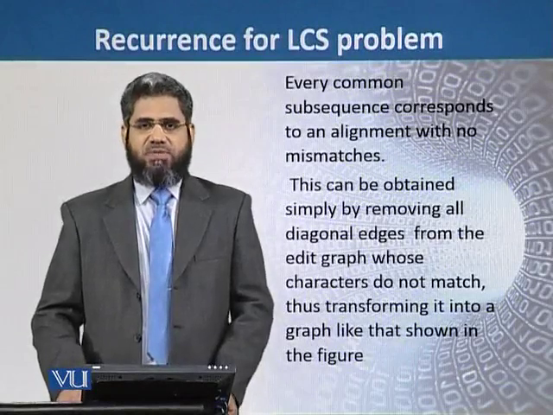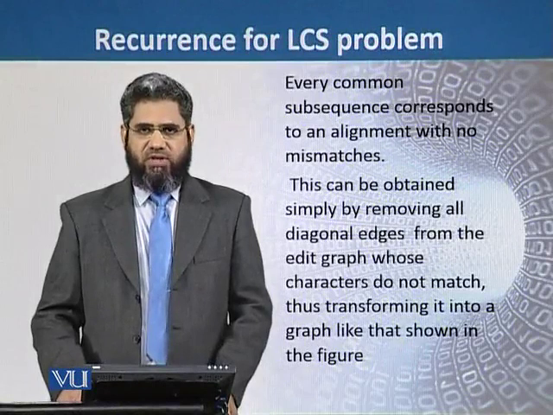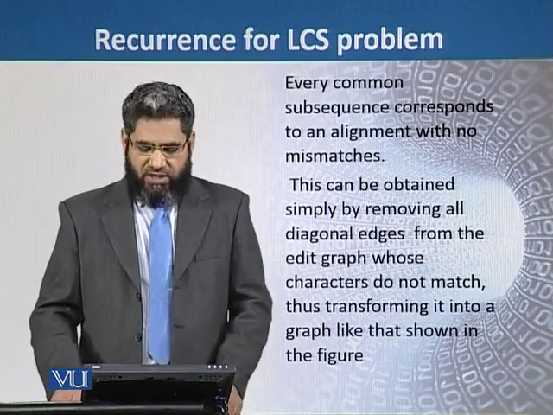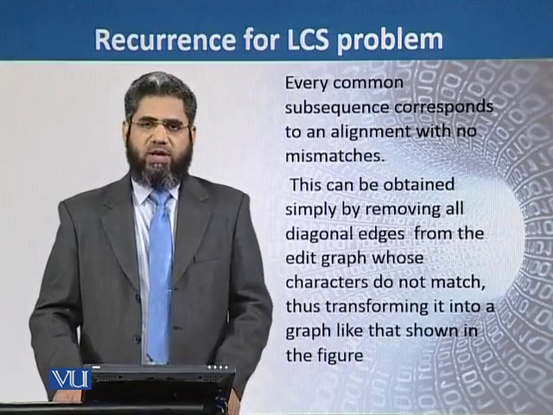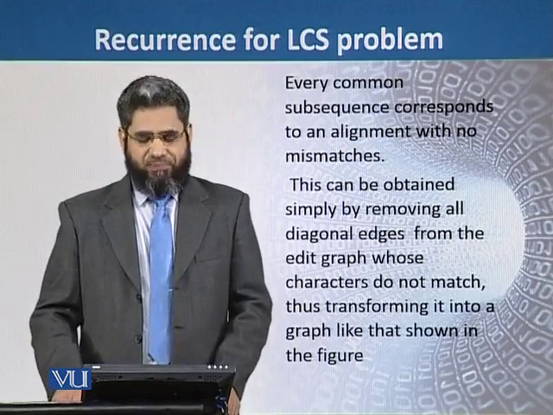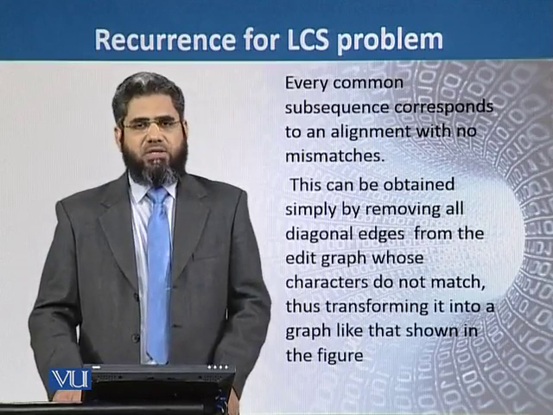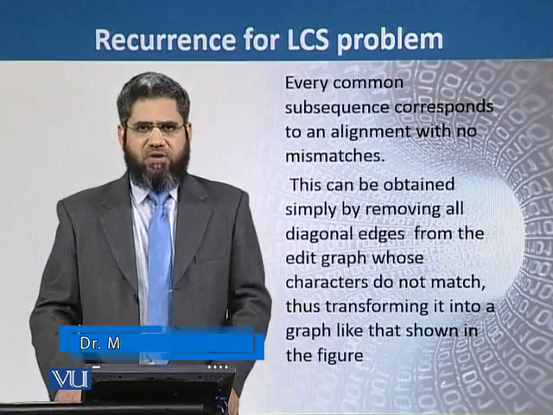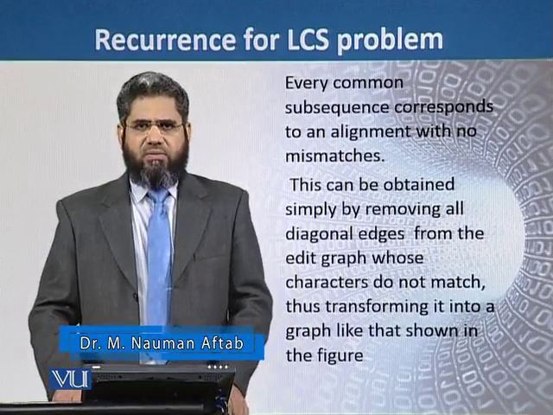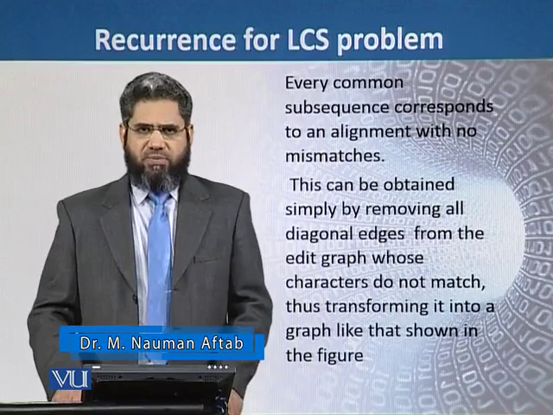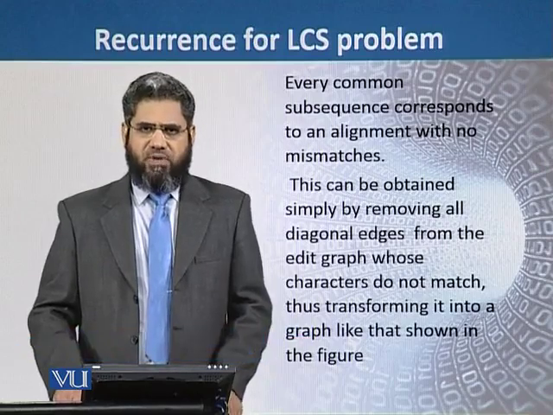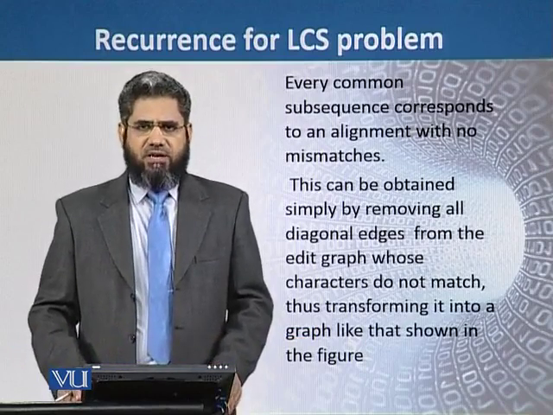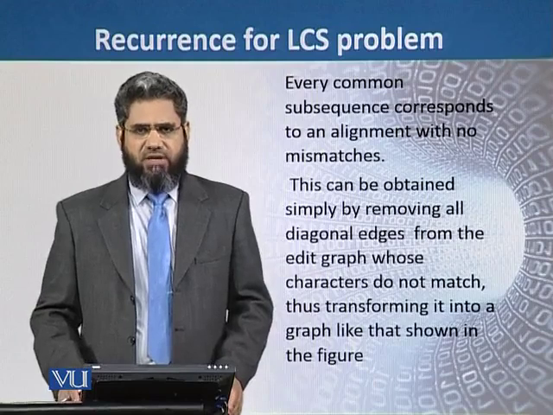We know that a common subsequence is a sequence that is present within the strings V and W. So every common subsequence corresponds to an alignment with no mismatches, and this can be obtained simply by removing the diagonals at the positions in which there is a mismatch, and we retain the diagonals only at positions that are identical. It means that at those positions the alphabets in both the V and W strings are identical.